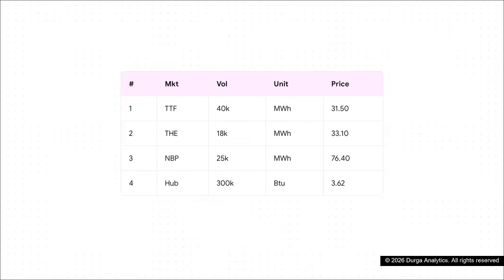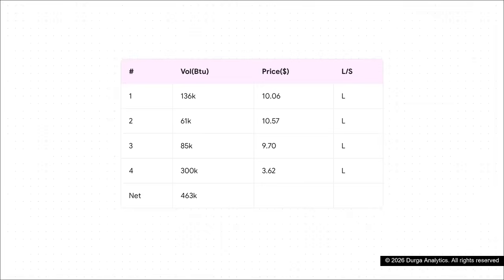Management calls up and wants to know our net exposure. Well, you can't just add these up. Without normalization, that question is literally unanswerable. So you normalize everything to US dollars and MMBTU to get a net figure.